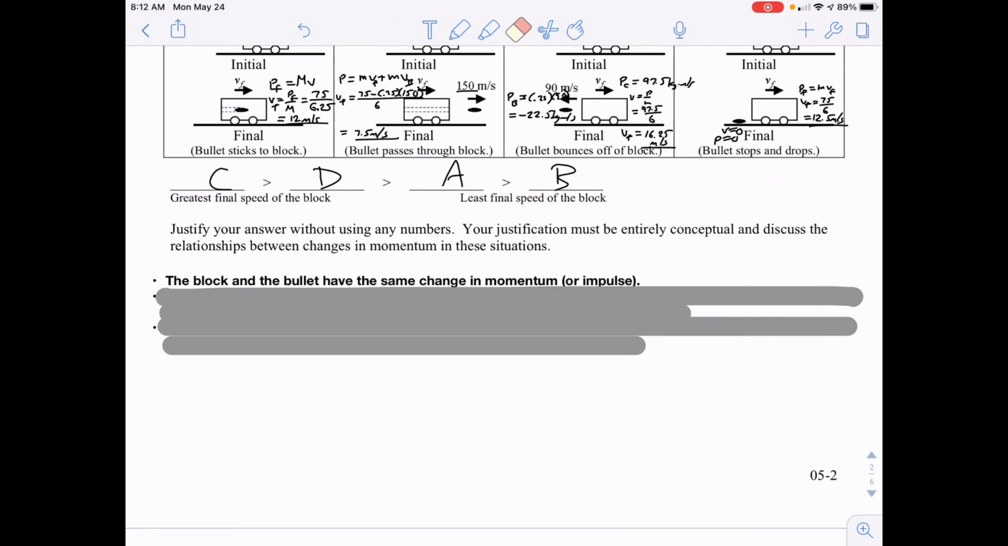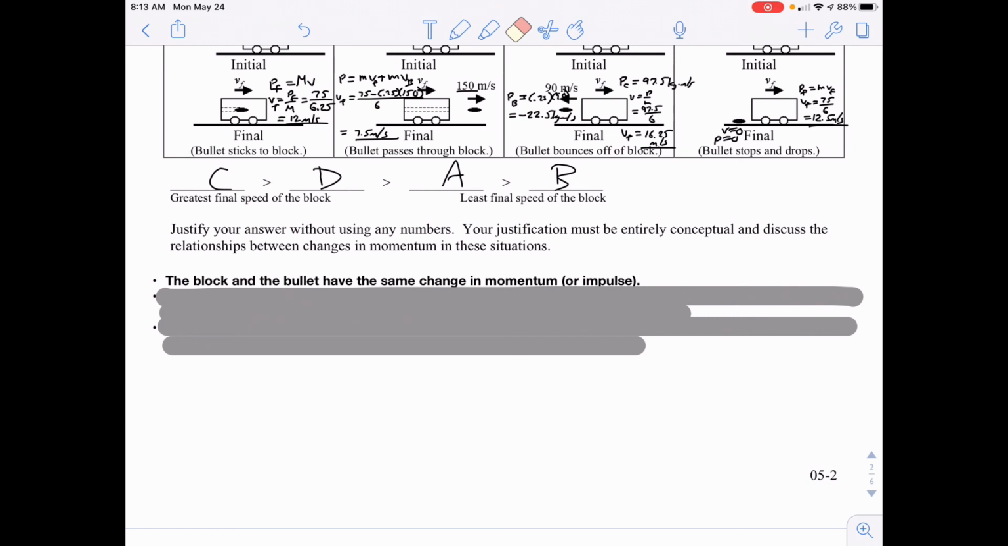First of all, the block and the bullet actually have the same change in momentum. Let's see why this is. The bullet starts with a speed of 300 meters per second and keeps a mass of 0.25 kilograms, so it essentially starts with a momentum of 75 kilogram meters per second. The bullet in every single instance will decrease its momentum. So the bullet will have a negative change in momentum, or a negative impulse, because it decreases momentum due to the slowing down in all the various examples, A, B, C, and D.